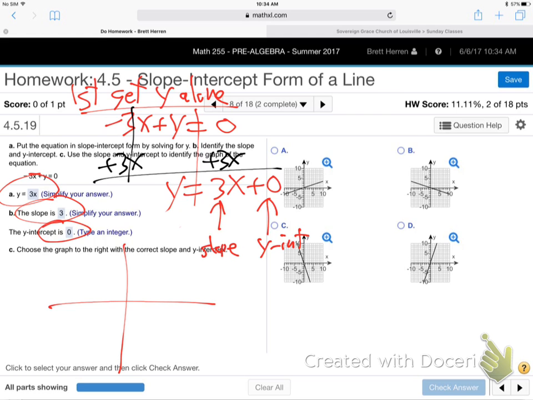So where do we start? When we go to graph the thing, where do we start? Yeah, we start right smack in the middle, huh? Does that make sense? Because it's 0. The y-intercept is 0. And then from there, what do we do with the slope?